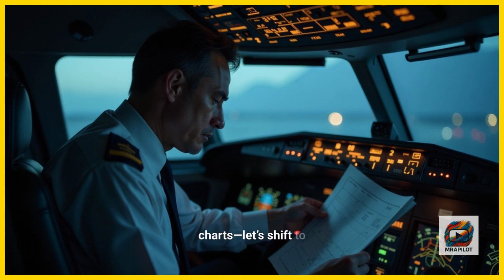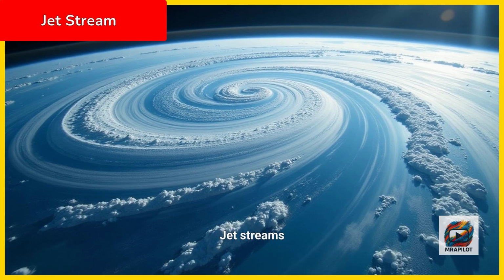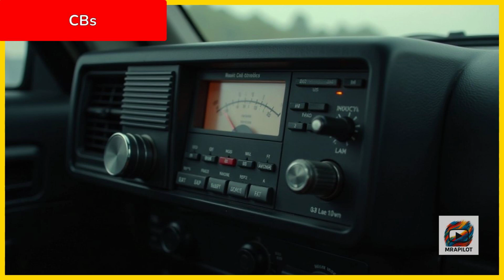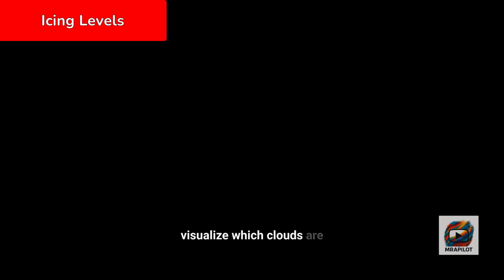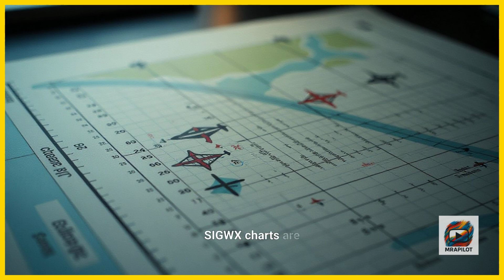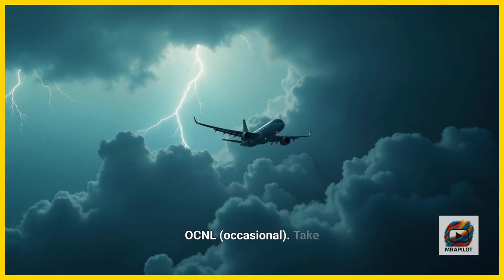Speaking of charts, let's shift to SIGWX charts. These show forecast significant weather features including jet streams, CBs, turbulence zones, icing levels. They help you visualize which clouds are benign and which carry real risk. CB symbols on SIGWX charts are usually paired with altitude markers, e.g. CB FL375, and descriptors like EMBD, embedded, FRQ, frequent, or OCNL, occasional. Take these seriously, they reflect conditions reported or modeled across wide areas.